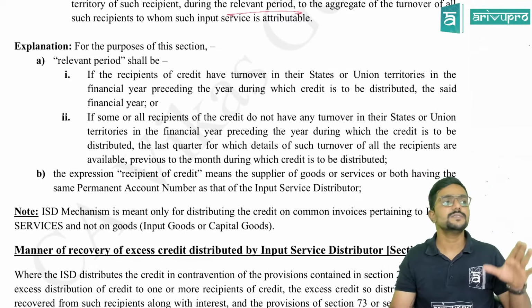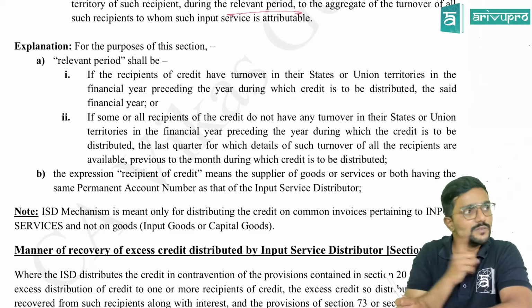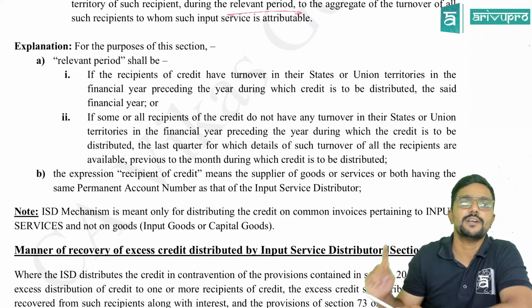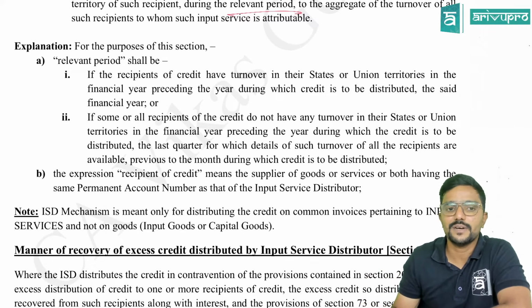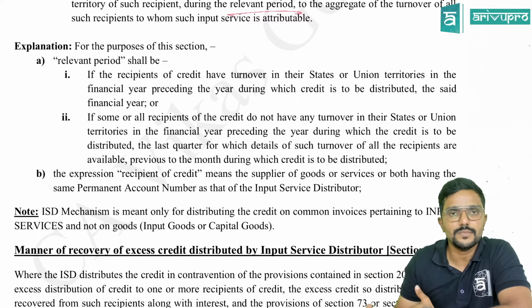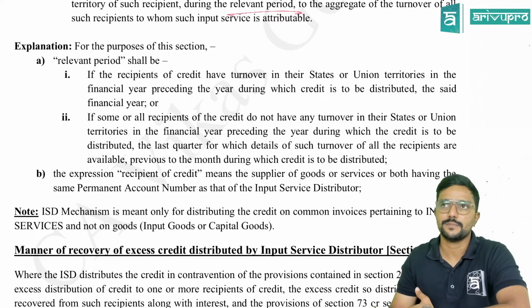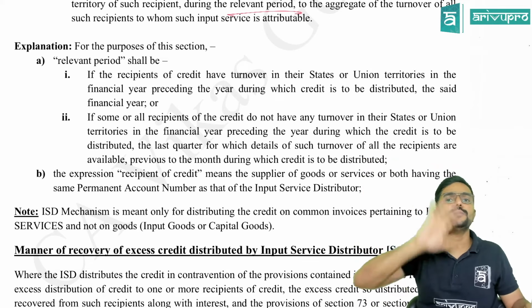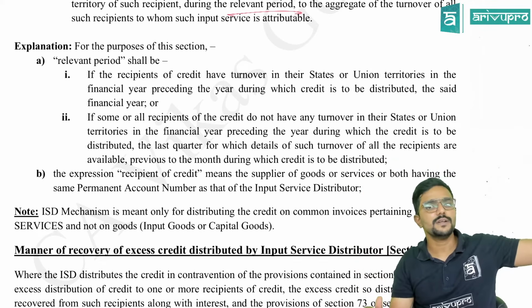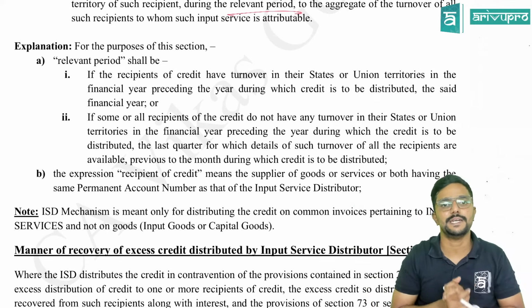The option is also given: sir, what if the turnover of last year is not available? Even if it is not available for one branch, they have given a second option. First, the relevant period means the period for which the turnover should be taken as a basis. If the recipients of credit have turnover in the state or union territories in the financial year preceding the year during which credit is to be distributed, the said financial year applies. In my example, if all the 4 branches have turnover in the last year, then take the turnover of last year as the basis to distribute the credit in the current year.